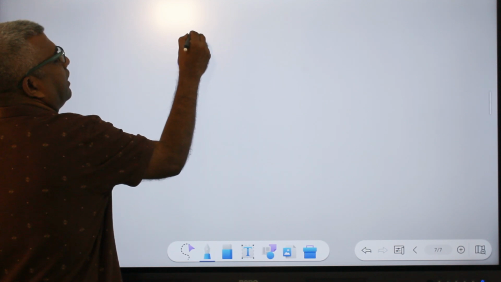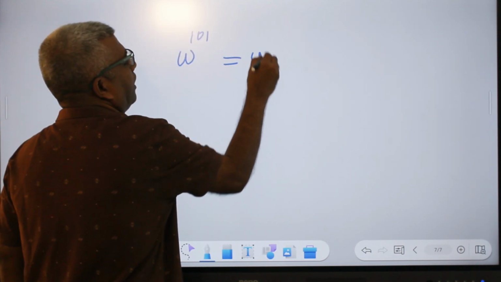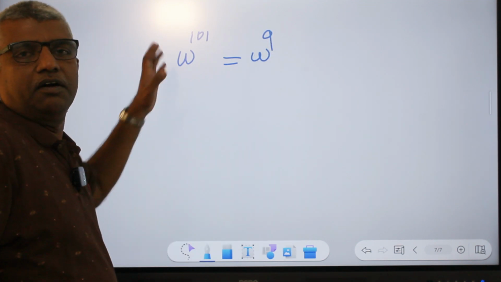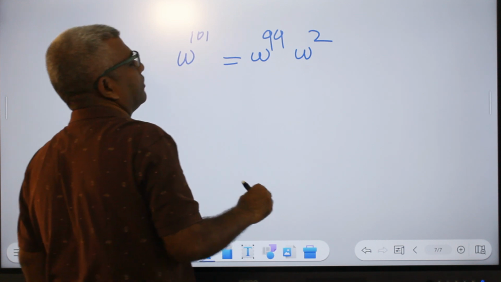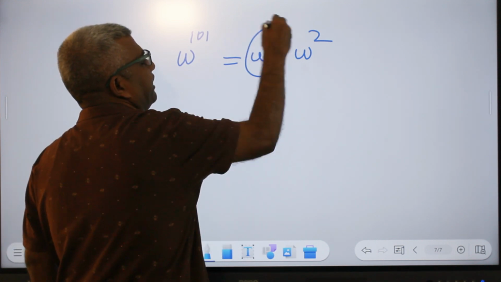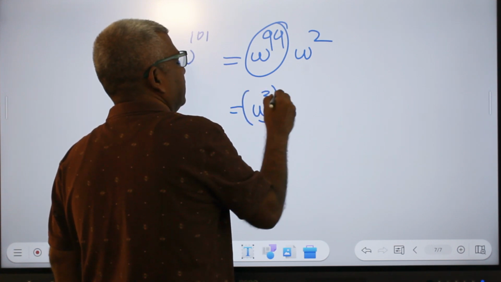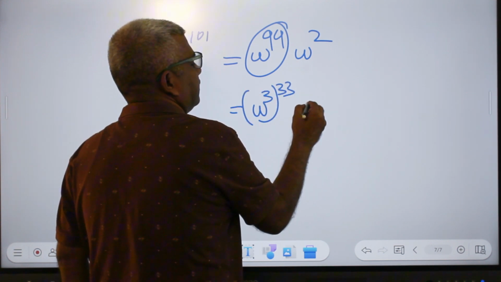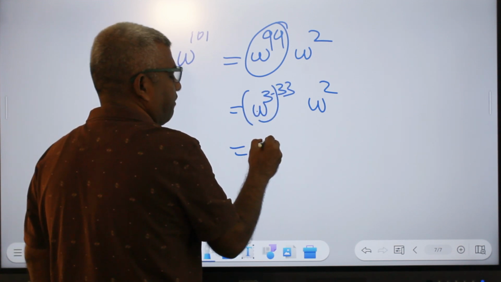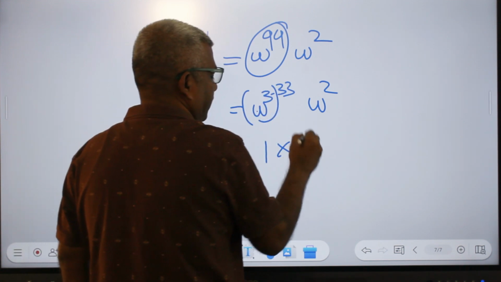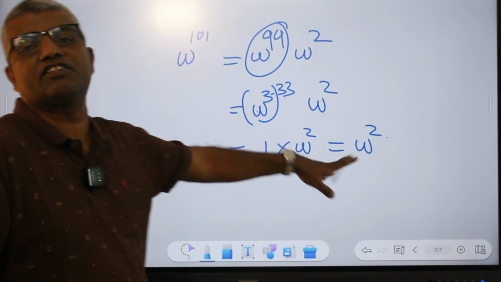Omega power 101. How to write it? Because it is multiples of 3, omega 99 times omega squared. What will happen? Omega 99 is a multiple of 3. It is nothing but omega power 3 times 33, times omega squared. So omega cube is 1, 1 power 33 is 1, 1 times omega squared. So omega power 101 is omega squared.